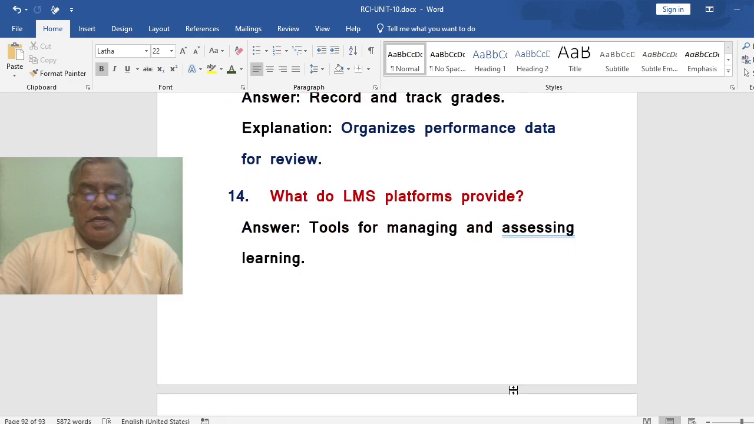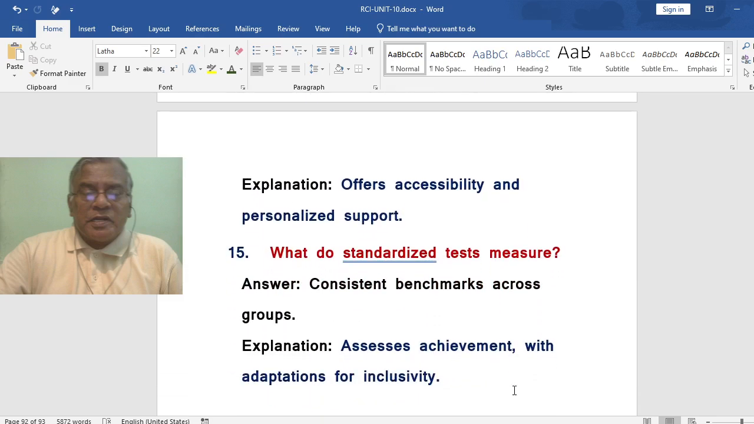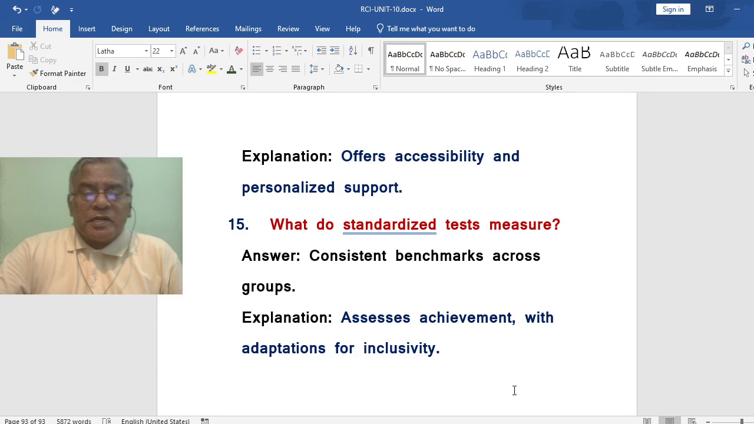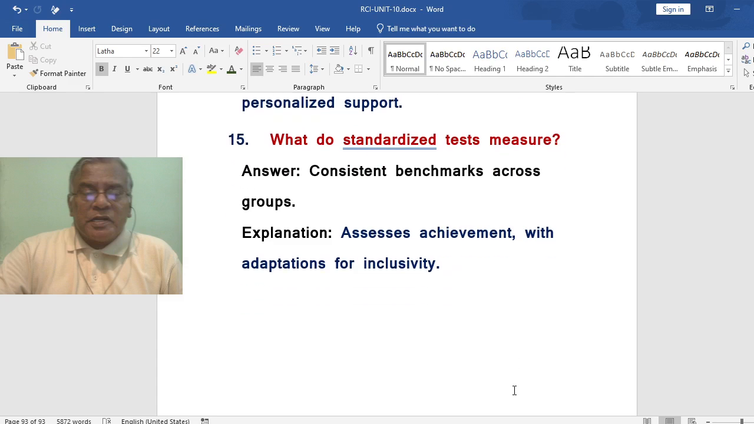What do LMS platforms provide? Learning material and tools for managing and assessing learning. It offers accessibility and personalized support. What do standardized tests measure? It measures consistent benchmarks across groups. It assesses achievement with adaptations for inclusivity.